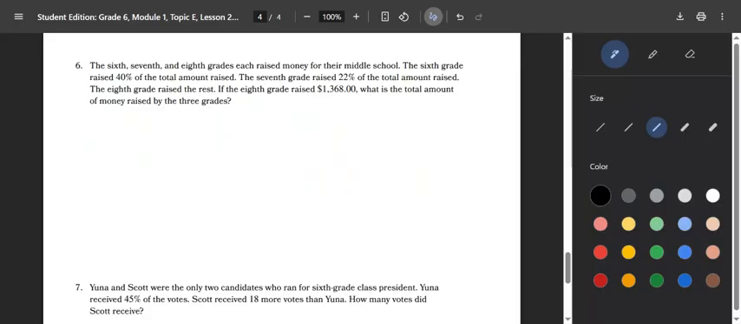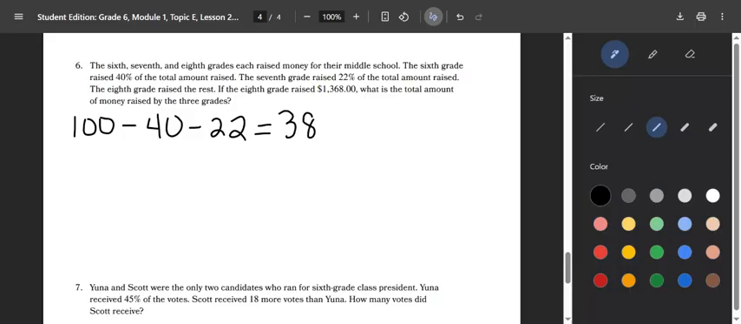So for this one, what we're going to have to do first is figure out what percentage the 8th graders raised. Because we have their portion of the money that was raised, so we need to match it with a percent so that we can find the total amount of money that they raised to put on our model. So I'm going to figure out what they raised by just taking the 100% and subtracting the 40% and then the 22%, and then whatever's left over would be the percentage that the 8th graders raised. And that's going to be 38.